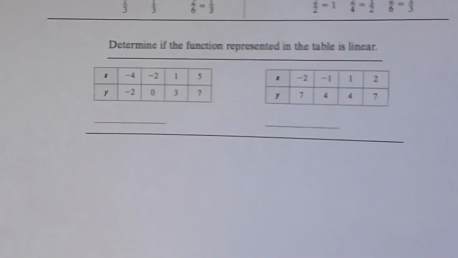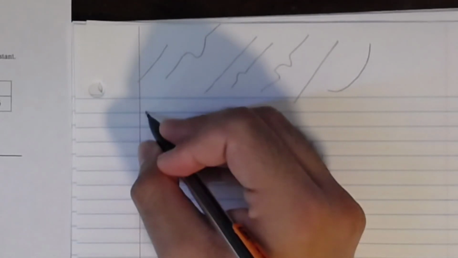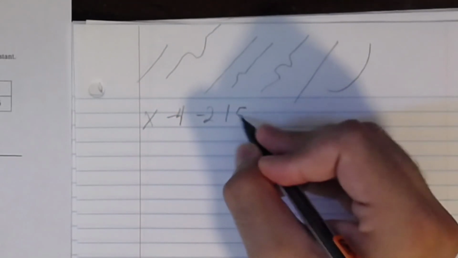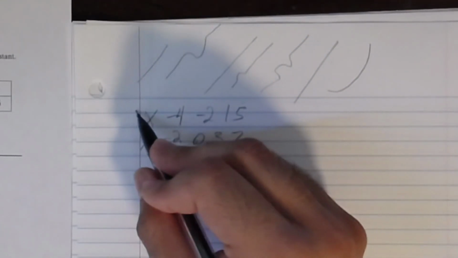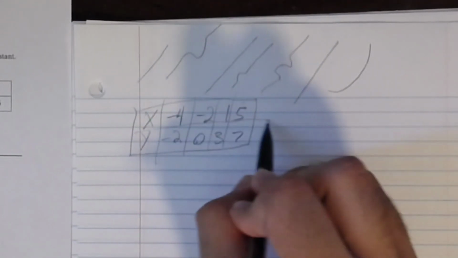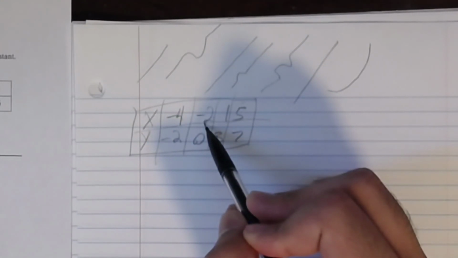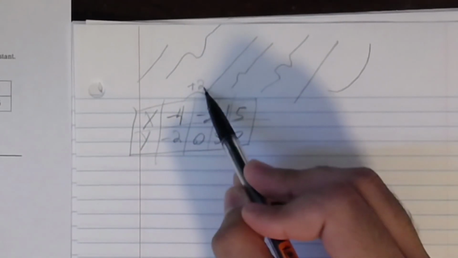And we have some examples to see if it is a linear function or not, or if the table is linear. That's what it says. Okay, so let me just write down the problem. We have from -4 to -2. This is going up by plus 2.